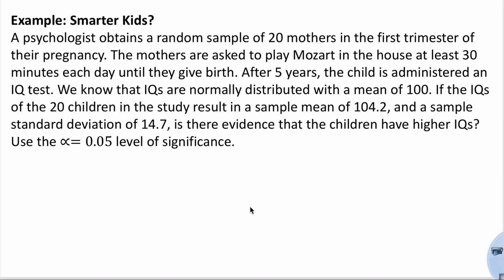Let's look at another one. A psychologist obtains a random sample of 20 mothers in the first trimester of their pregnancy. The mothers are asked to play Mozart in the house at least 30 minutes each day until they give birth. After 5 years, the child is administered an IQ test. We know that IQs are normally distributed with a mean of 100. So this is normally distributed, and I don't have to check any of my previous requirements, because it's telling us it's normal.